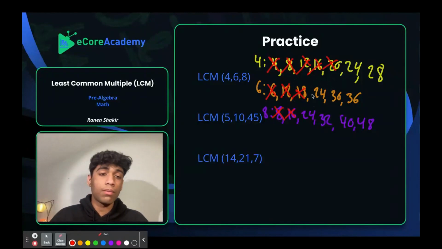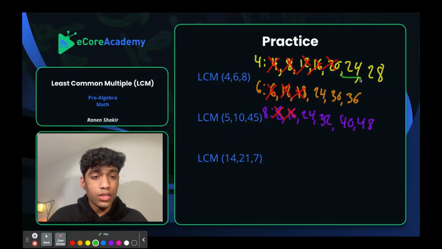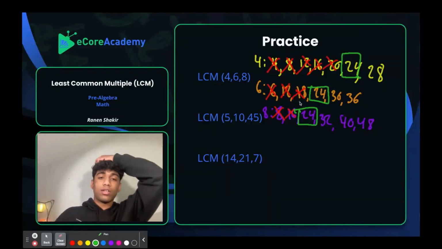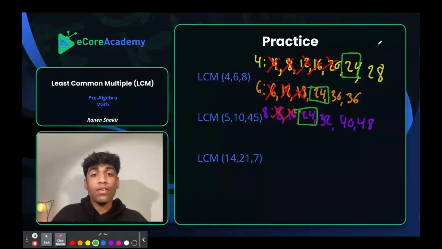24 works for all of them. And if you really wanted to, you could stop right there, since that is the first number that they all share. So the LCM of 4, 6, and 8 is going to be 24. It cannot be the rest of them because even if they did share them, it wouldn't matter. They would not be the LCM.